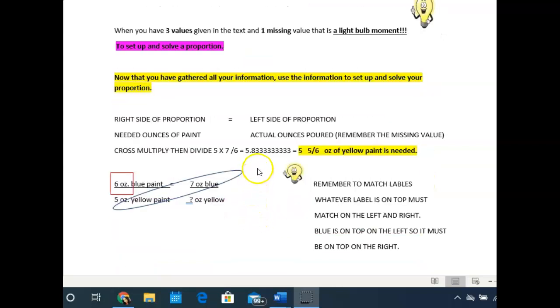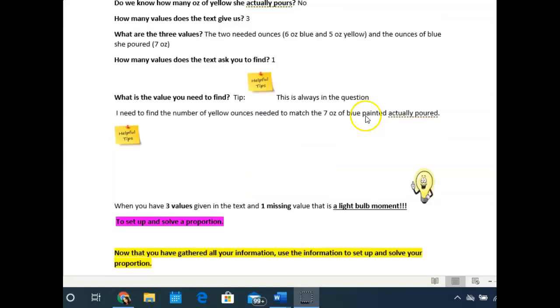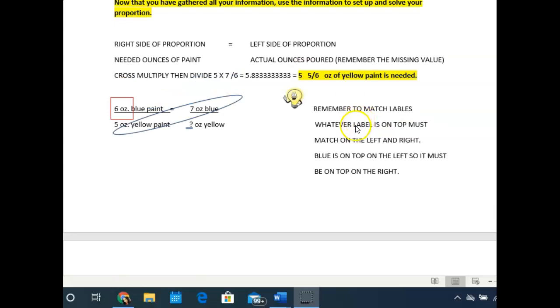So, in order to set up the proportion and to solve it, we need to use the information that's been given to us that we found throughout these questions that we asked. Now, when you're setting up the proportion, you're going to have a right side and a left side. You're going to have one ratio set equal to another ratio. Now, you're going to have your part-to-part side and your actual, what she actually poured.